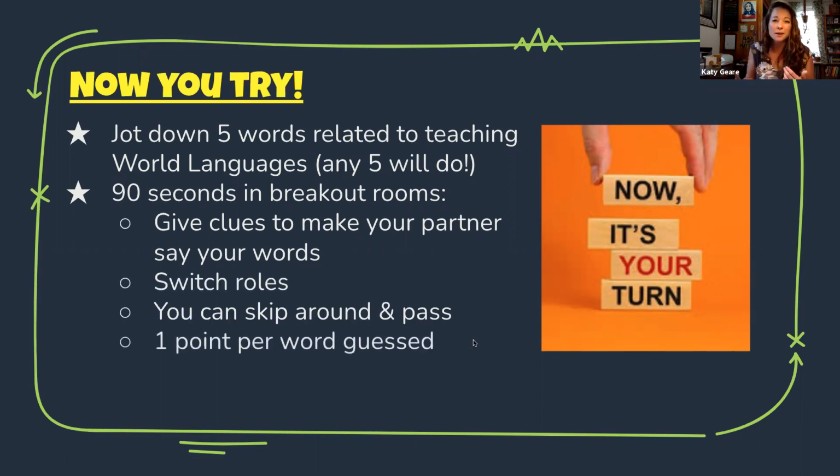You can obviously skip around and pass. Like if they got 3 out of your 5 and you want to let them go and then come back to it if you have time, great. You'll get 1 word or 1 point for each word that you and your partner guess. It's you and your partner versus our session.